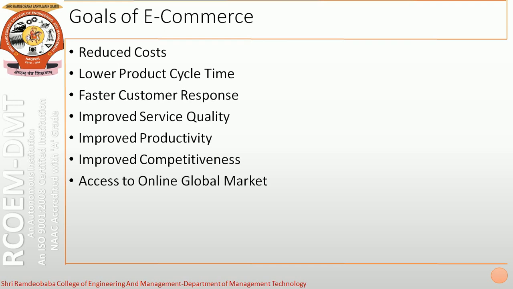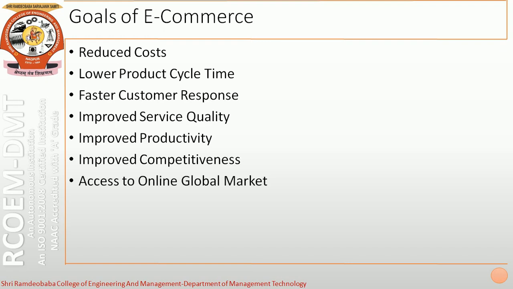And then the lower product cycle time. For example, if there is a manufacturing company, say a car manufacturing company, and they get their components from different vendors, if they are using e-commerce, it's much easier to place orders, procure their items, and track them through RFIDs, and reduce their overall product cycle time.